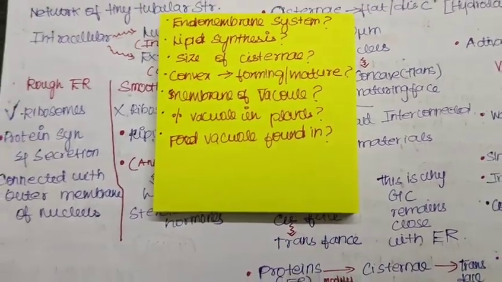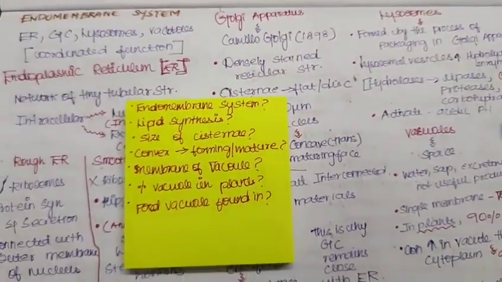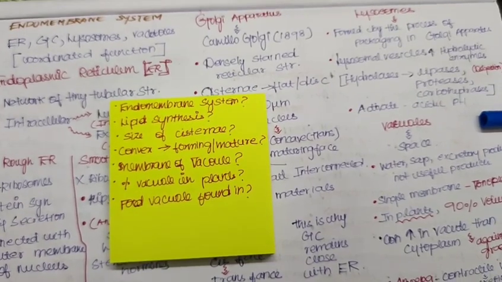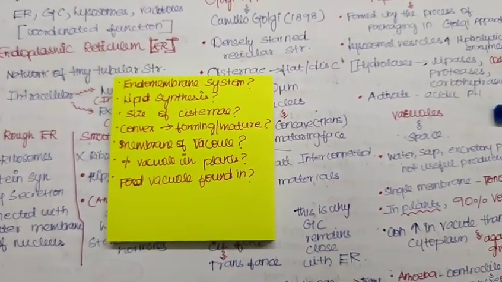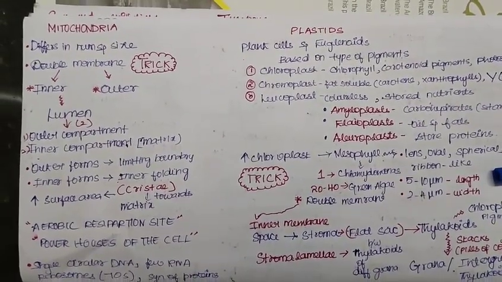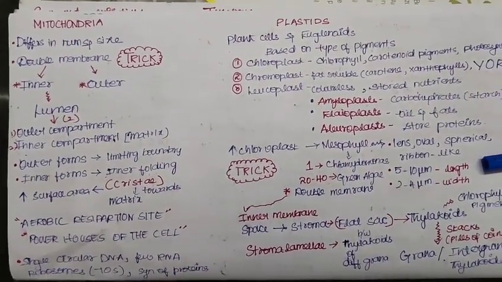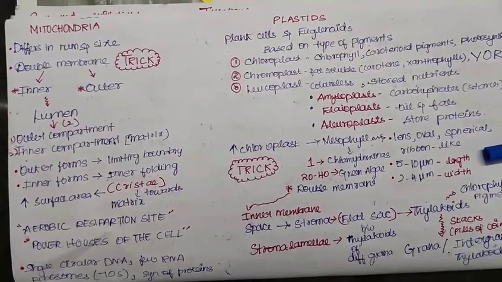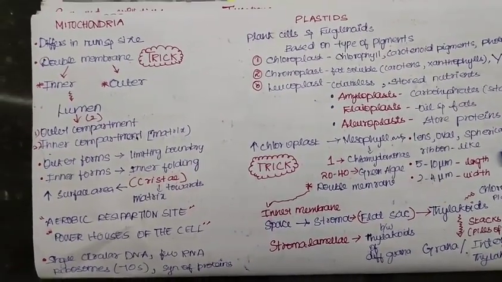I hope you were able to answer all these questions. If not, revise it once along with the NCERT. Then we will move to the next page. So lastly, we have discussed the endomembrane system and the organelles inside it in detail. Now we will talk about the mitochondria.